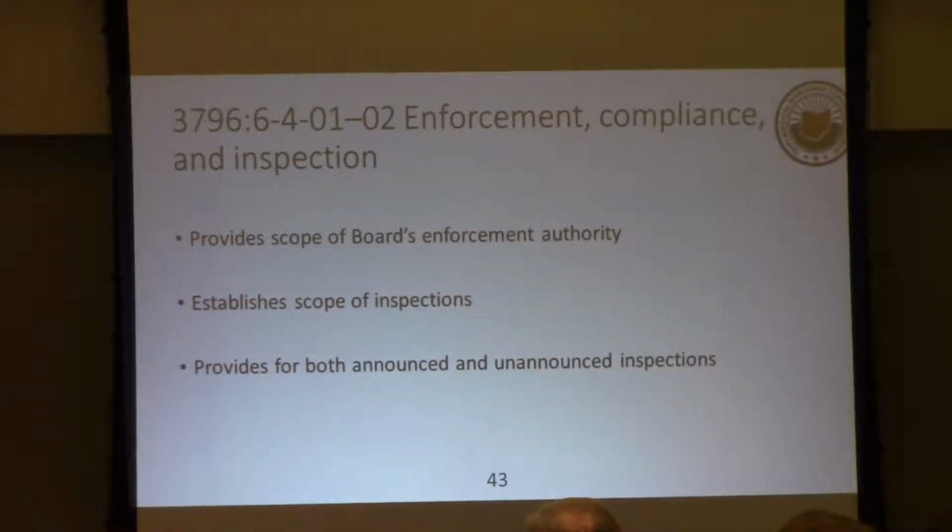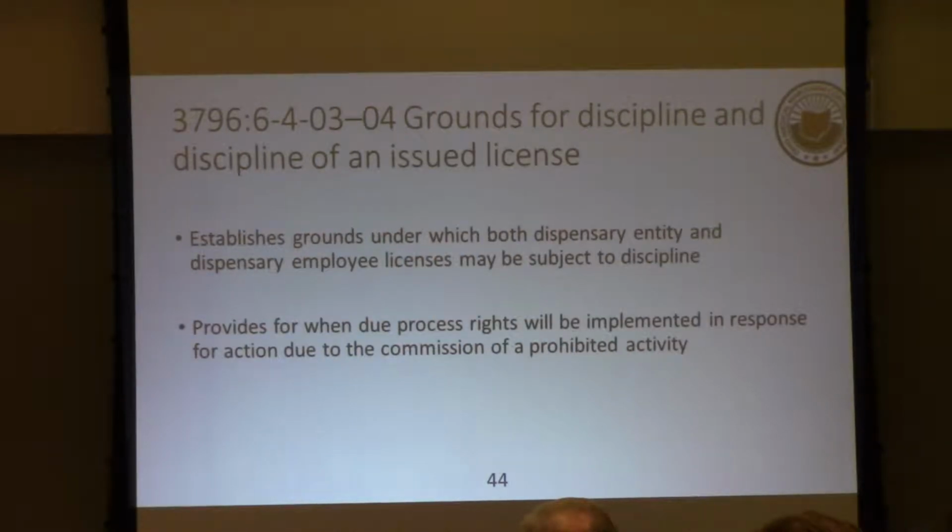And the next rule starts our enforcement and compliance section. The first two rules in this section provide the scope of the board's enforcement. They establish the scope of inspections, and they provide for both announced and unannounced inspections. The following two rules establish, first, the grounds for discipline, under which both dispensary entities and dispensary employees may be subject to discipline. And it also provides when and how due process will be implemented in response to the commission of a prohibited activity.